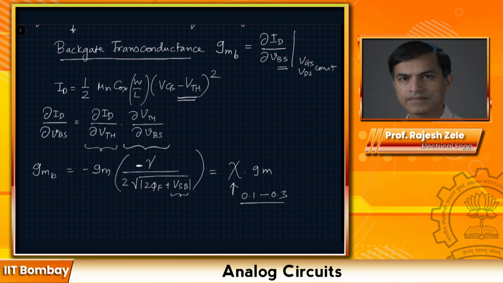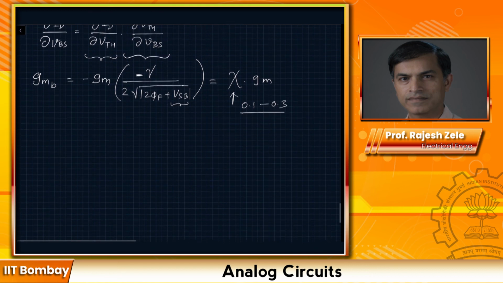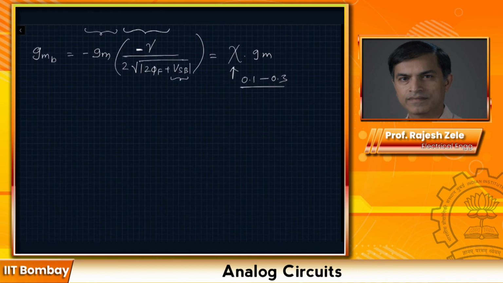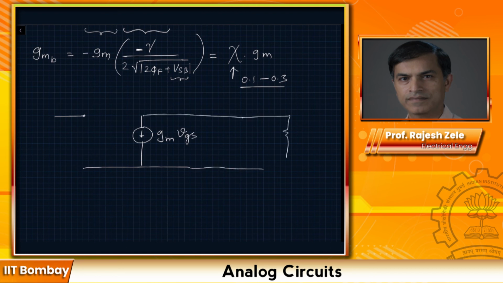Now when we create a small signal model to include this effect, it's going to look like this. For example, our usual MOSFET small signal analysis looks like this: gm vgs, and we have r out, and this is our gate, this is our drain, and this is our source, and here is our plus minus vgs.